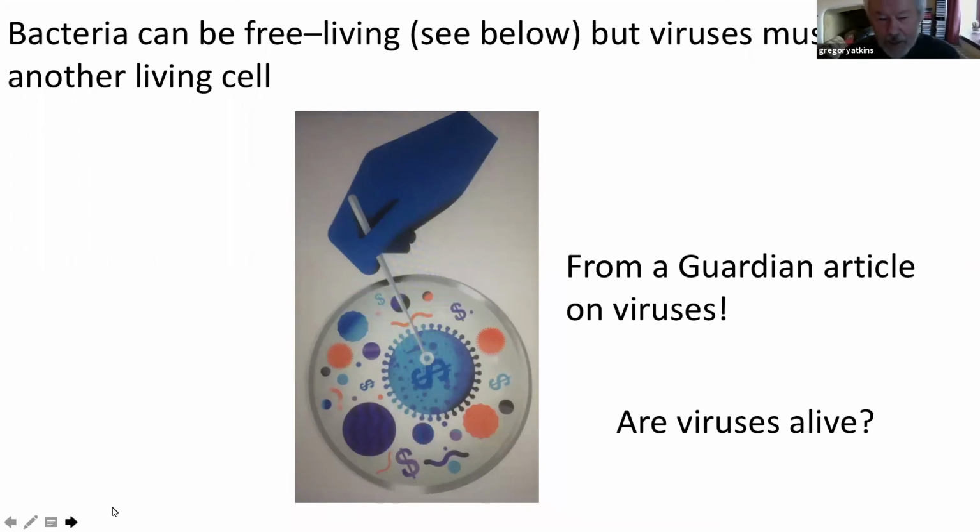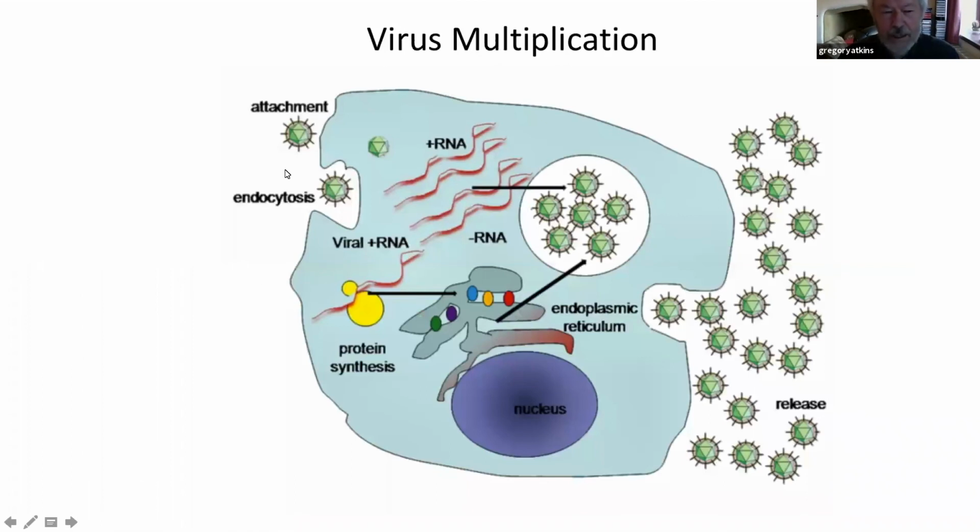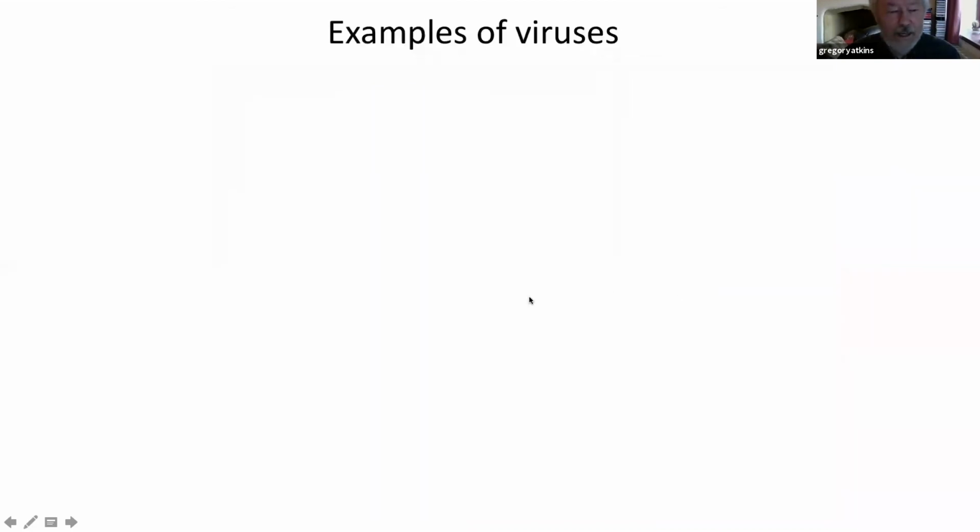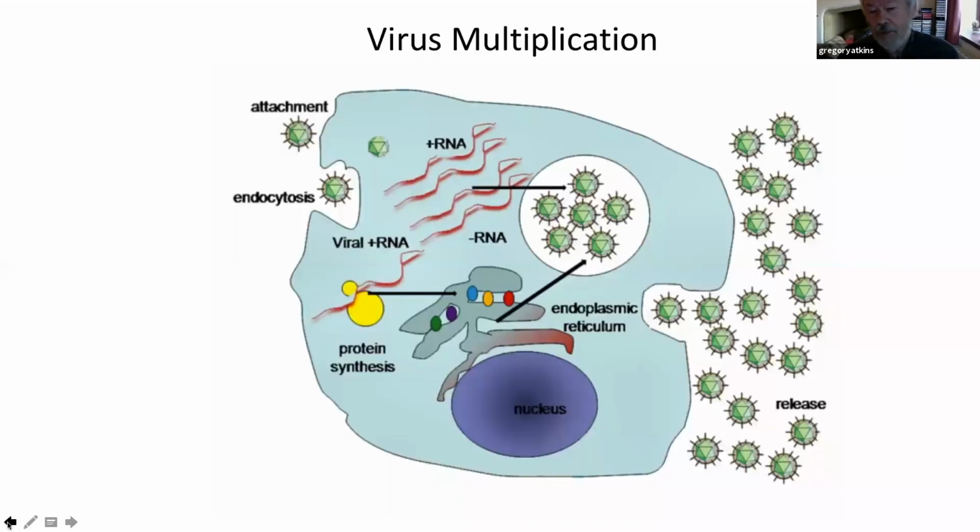How do they multiply? Well, this just shows you it in a little bit more detail. The virus attaches to the surface of a cell. This virus has RNA, some have DNA, but it can have either RNA or DNA. And using this RNA, it forms proteins by the normal process that occurs in a cell. These proteins then assemble into virus particles, and they are released from the cell.